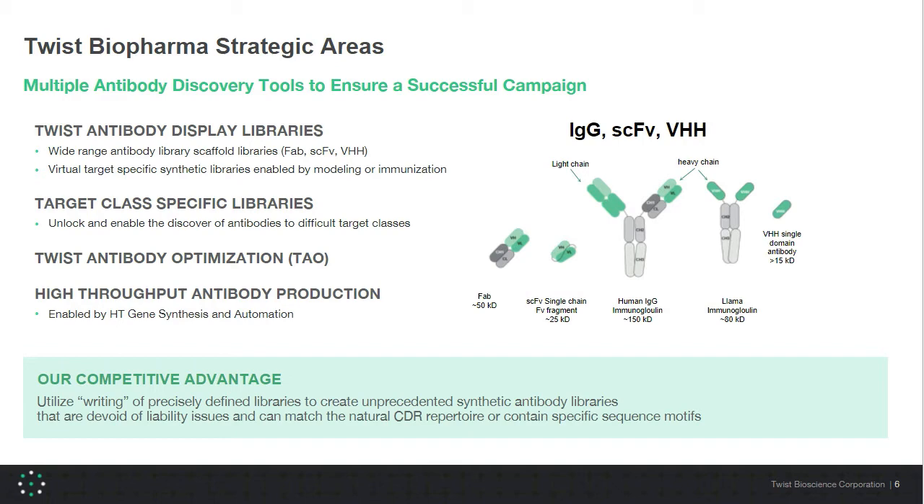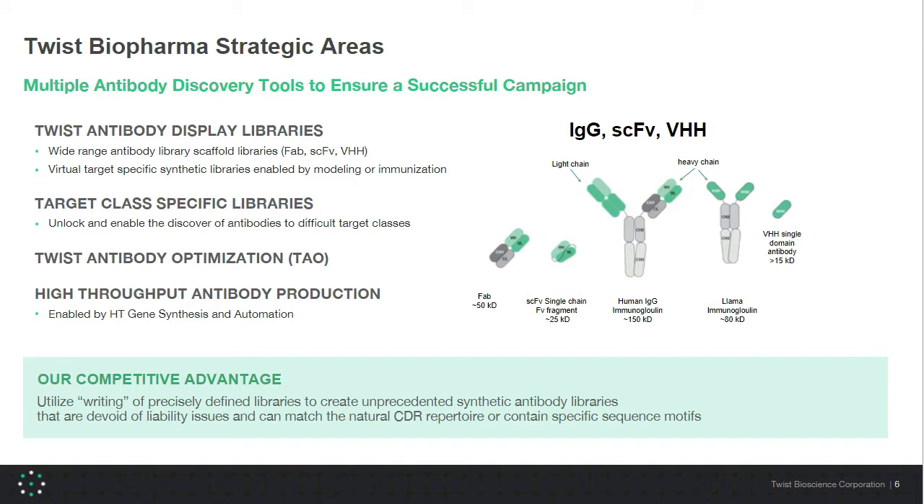As I mentioned and hinted before, the ability to use oligo pools to build libraries allows us to make target-specific libraries. In particular, we've made a number of libraries that focus in on difficult to drug target classes, for example, GPCRs, which I'll focus on quite a bit today, ion channels, as well as carbohydrates. As I mentioned, we do have an optimization platform that rests on top of our library platform called Tau, which, if I have time, I'll talk about.